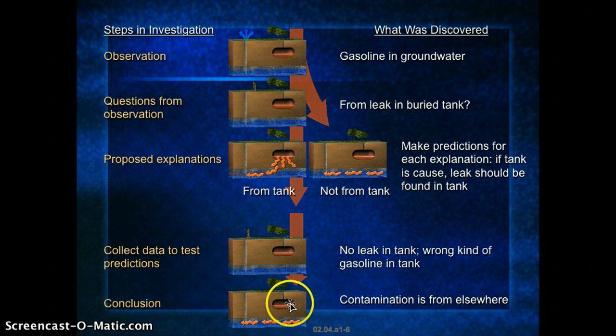In this case, you can see that they tested the tank. It didn't have a leak. It was the wrong kind of gasoline. So they actually proved their idea to be incorrect, and then you have to move on to other possible explanations. That's kind of how science looks at things. We go out, we collect as much data as we can, we come up with a conclusion, and it usually leads to more questions, as it does in this case. We still don't know where the contamination is from.